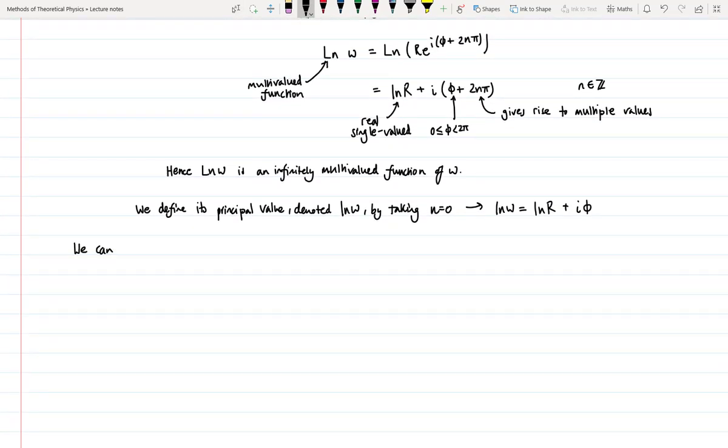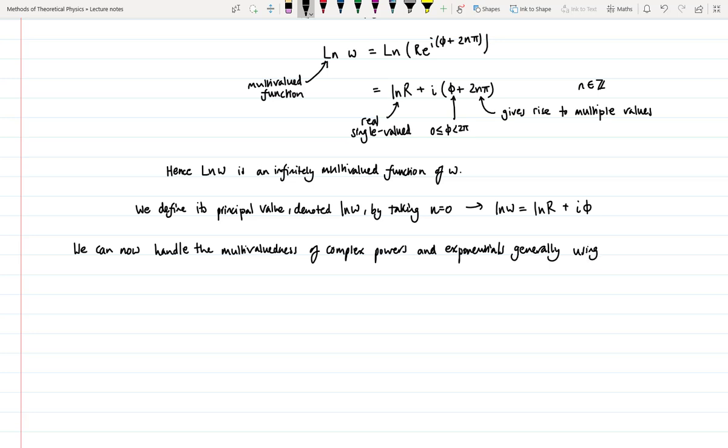We can now handle the multivaluedness of complex powers and exponentials generally using the usual rules for real logarithms.